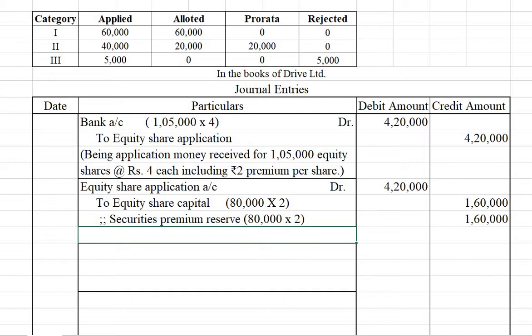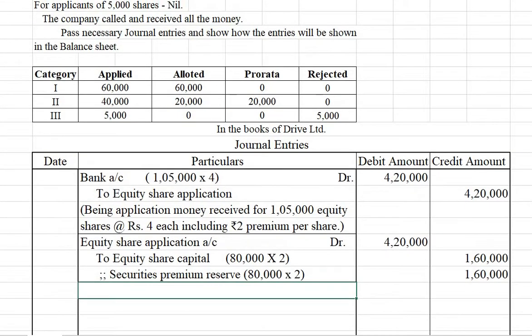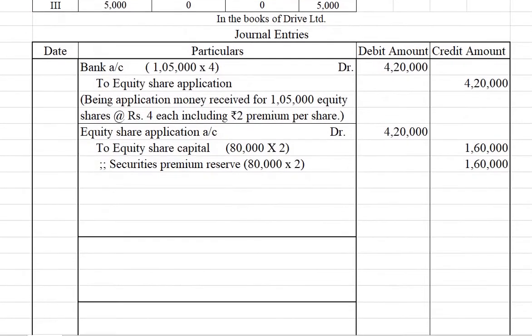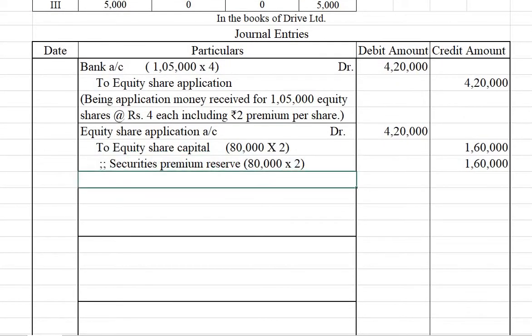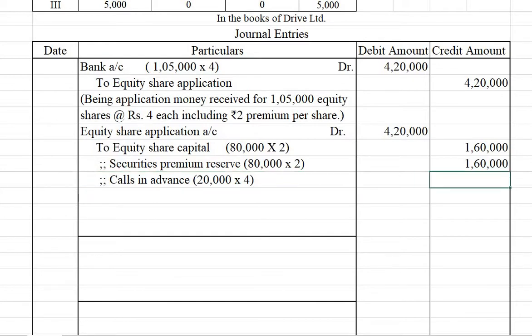Now let us see here, excess application money received is therefore pro-rata. How much? 20,000 we have here. 20,000 into how many rupees? 4 rupees. So 80,000 excess application money we received. If we are opening calls in advance account, we will write share application account debtor to calls in advance, 20,000 into 4. Okay. That means 80,000.